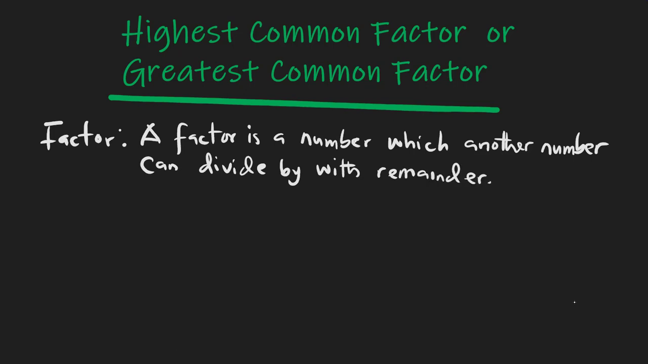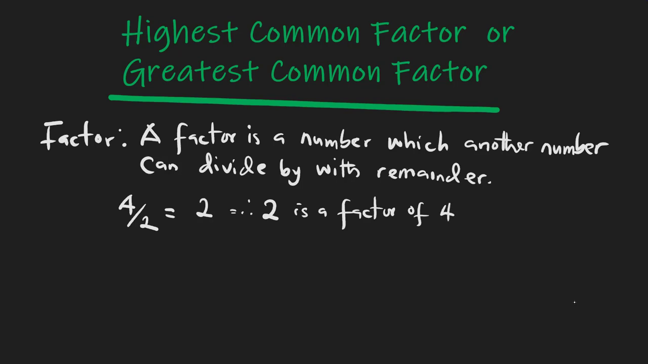A factor is a number which another number can divide by without any remainder. For example, when we have 4 divided by 2, of course we know that 4 divided by 2 is 2. So since 4 can divide by 2 and give you 2 without any remainder, we can say therefore 2 is a factor of 4.